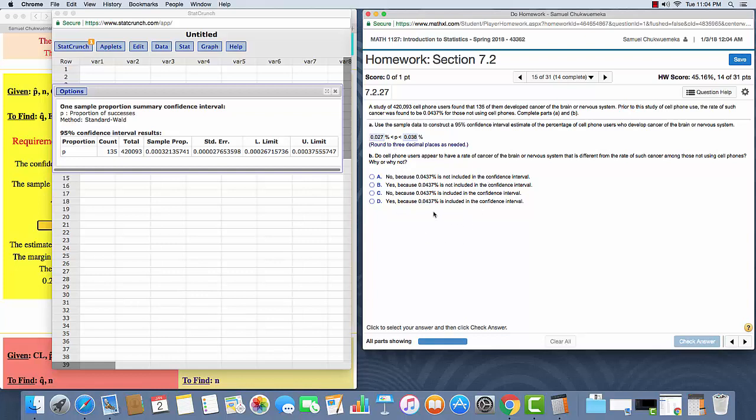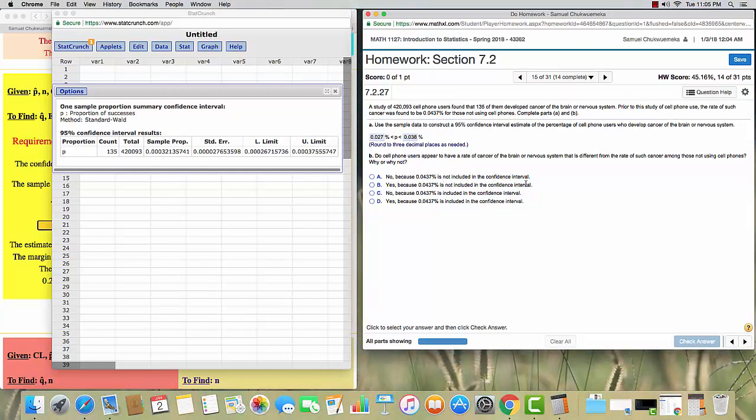So let's look at these options. No, because 0.0437 is not included in the confidence interval. Yes, because 0.0437 is not included in the confidence interval. No, because 0.0437 is included in the confidence interval. So C is eliminated. Yes, because 0.0437 is included in the confidence interval. C and D options are eliminated. 0.0437 is outside this confidence interval. Okay, then we look at A and B. Now 0.0437, of course, we know is not included.